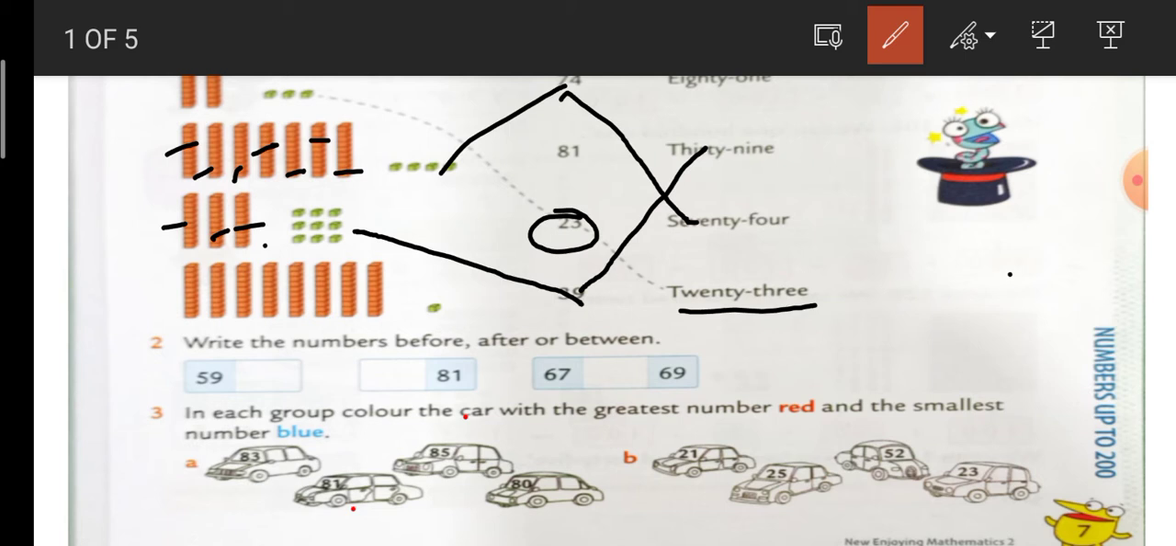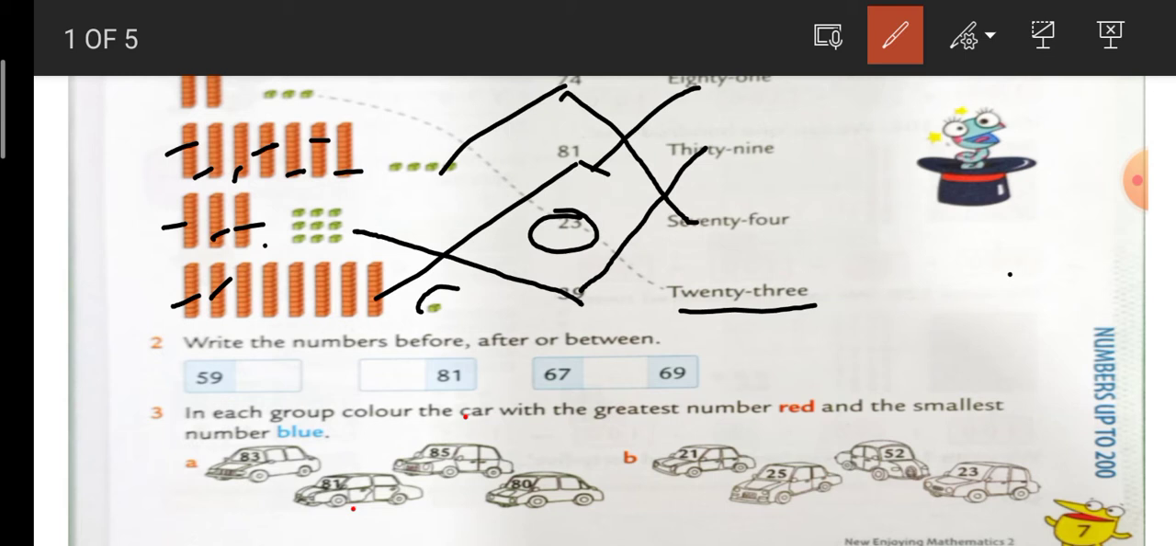Now the next one, how many tens, children? Count. 1 2. You count in your mind, I am counting in my mind. 8 tens and only 1 one. So here it goes to 81, and then here is the number name for 81. Fine, that's it.